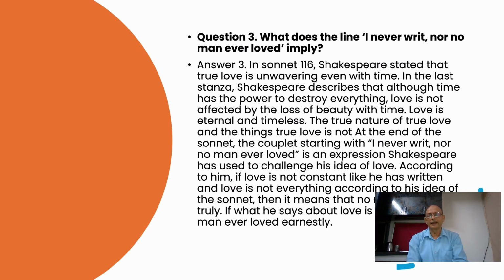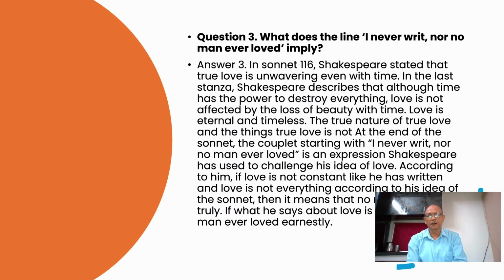What does the line "I never writ, nor no man ever loved" imply? In Sonnet 116, Shakespeare stated that true love is unwavering even with time. In the last stanza, Shakespeare describes that although time has the power to destroy everything, love is not affected by the loss of beauty with time. Love is eternal and timeless.